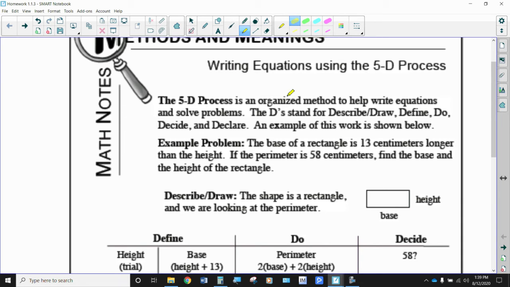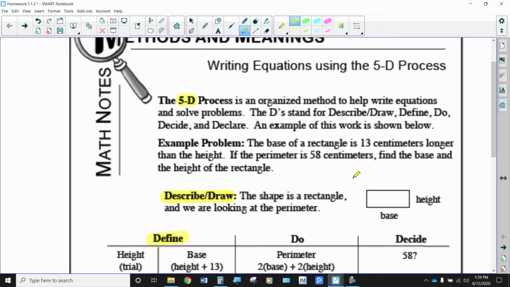But if not, the 5D process is simply a process for you to go through to be a good problem solver, essentially. So the 5Ds start off with describe or draw. When you're reading through a problem, you pull out the essential information and you determine what the question is asking us. In the case of geometry-like situations, sometimes it's good to draw the picture. Other times, you're just writing out the essential information.